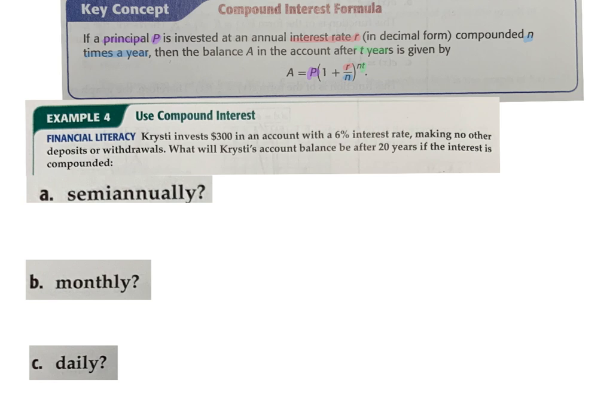This is the formula you will use for compound interest. It says Christy invests $300 in an account with a 6% interest rate, making no other deposits or withdrawals. What will her account be after 20 years if it is compounded? And they've given us 3 scenarios. All right, so let's look at this first one. I'm going to say, well, her account balance will be her principal times 1 plus, what was her interest rate? 6%. Number of times, if it is semi-annually, how often per year are they compounding? Right, so 2 times a year. So I'm going to raise that to that same number n times the number of years.